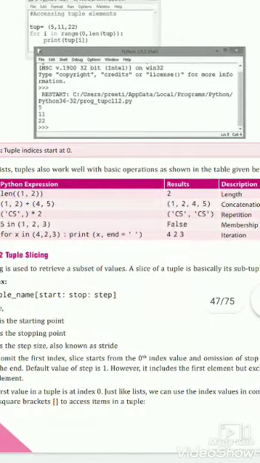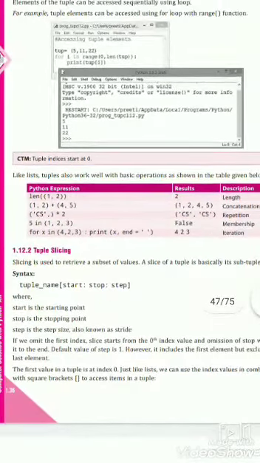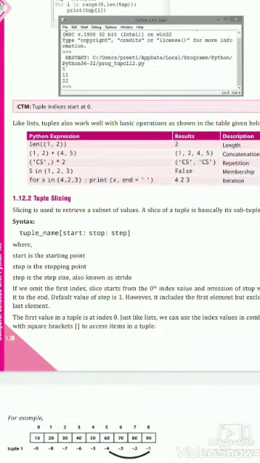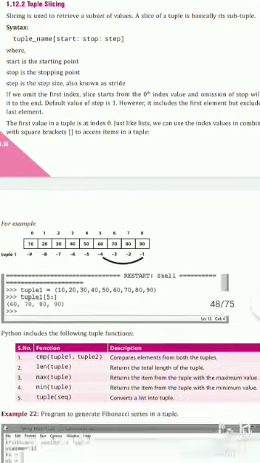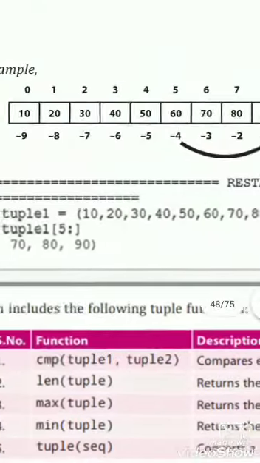Tuple slicing is the same as in lists: start, stop, step. Start is the starting point, stop is the stopping point, one member before that index is the last one included, and step is the increment. For example, for a tuple from 10 to 19, there are 9 members, so positive indexing goes from 0 to 8 and negative indexing from -1 to -9.